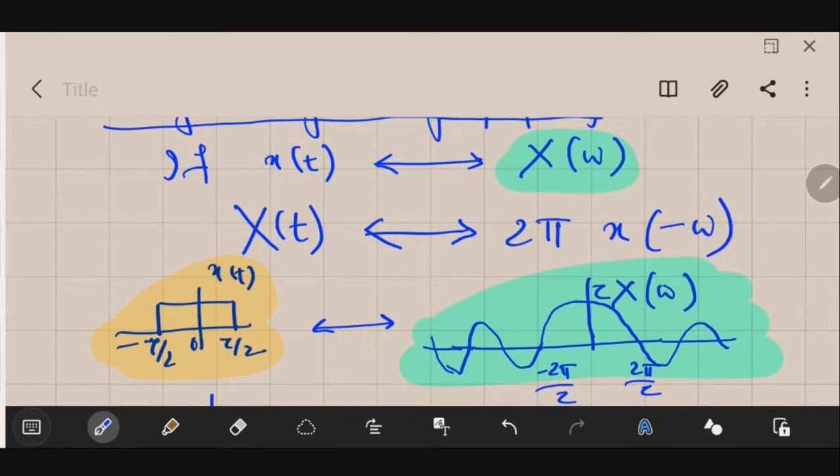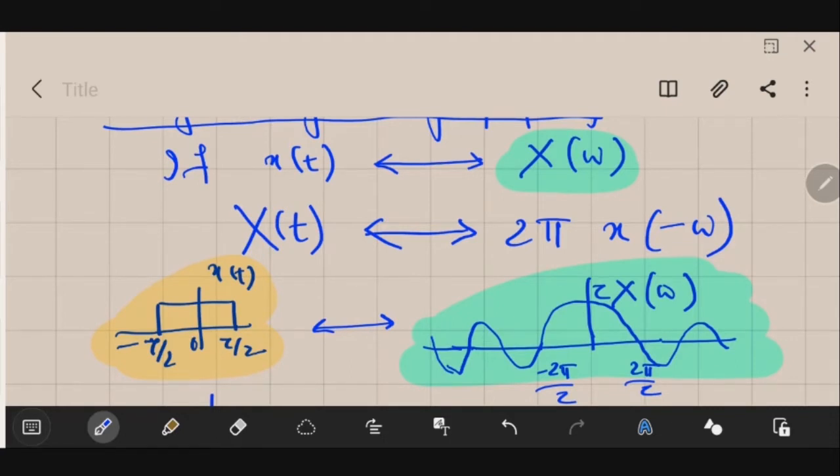So x of minus omega, if you could remember the different manipulation of different kinds of signals that we have studied, x of minus omega is just the mirror image of x of omega. So here we have just interchanged the variables, omega and t. So the shape will look like x of minus t. Okay, so let us try to prove this particular property.